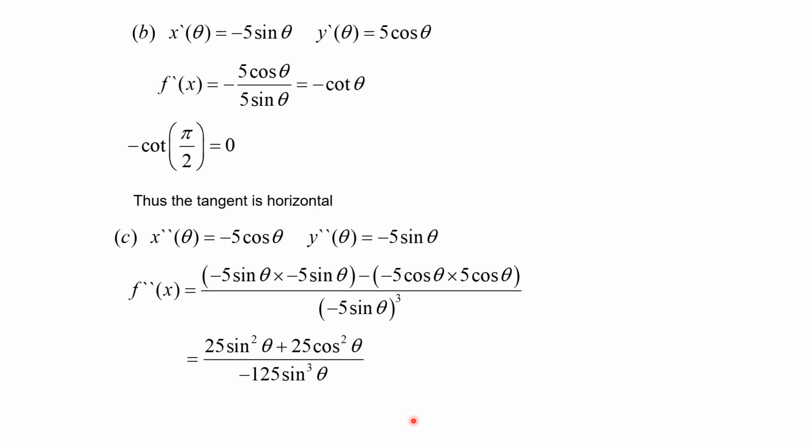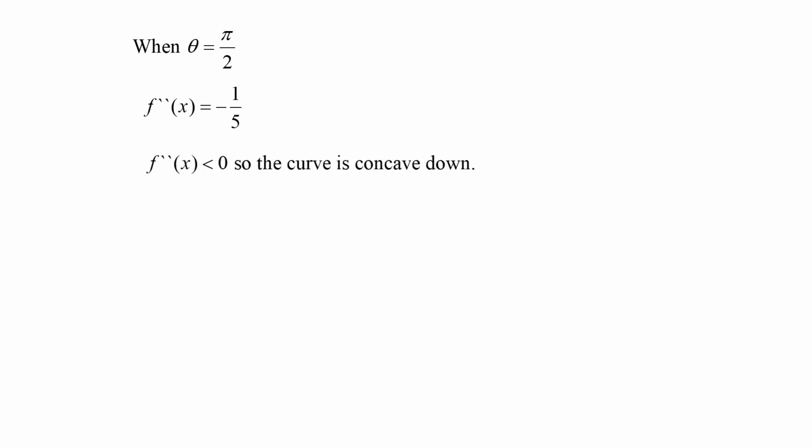Once you reduce your answer to this part, you can simplify it further. Here, when theta is pi over 2, your f double prime is negative 1 over 5. Therefore, your f double prime is less than 0. Less than 0 normally represents a maximum point. So your curve is concave downwards.